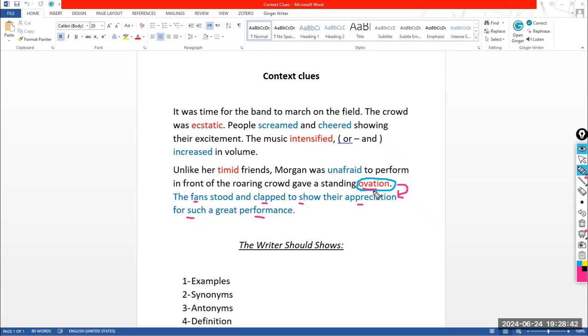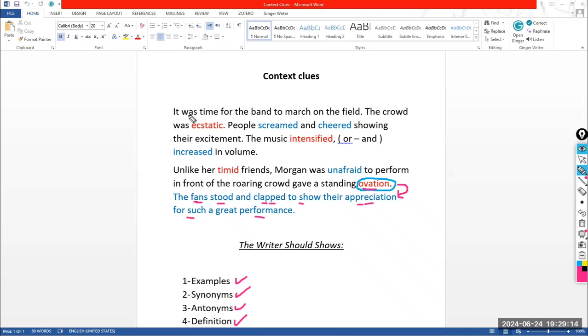Ovation means, it's a definition of ovation. What does ovation mean? Ovation means when people stand and clap their hands to show their appreciation, so they are extremely happy. So notice how the writer used what? Definition. So maybe the writer is not going to use synonyms, maybe not antonyms, maybe not definitions. Now, 100% he's going to use examples.